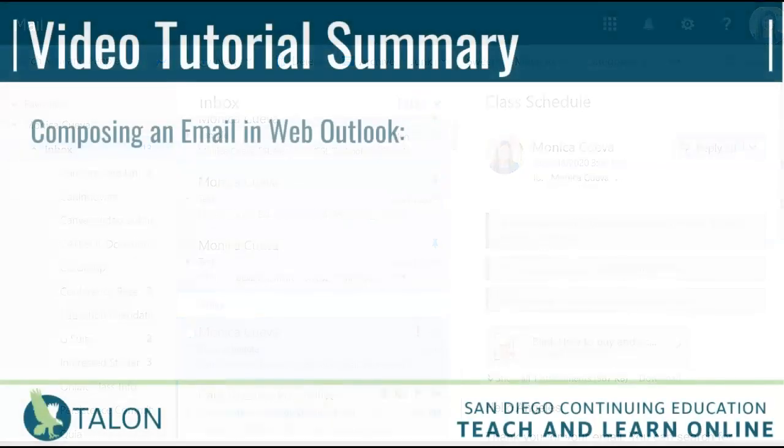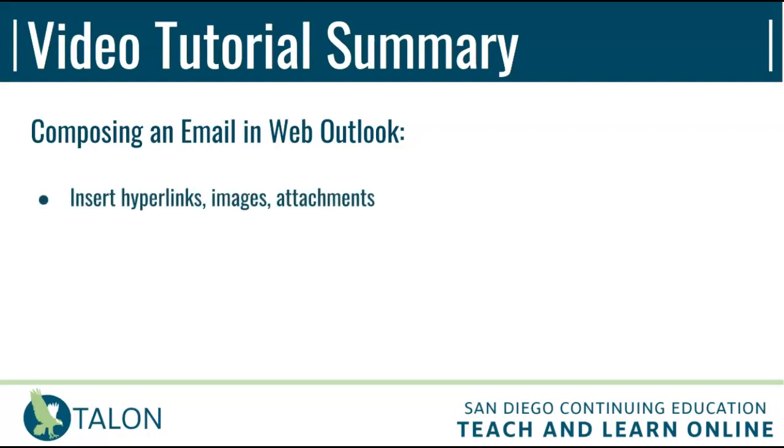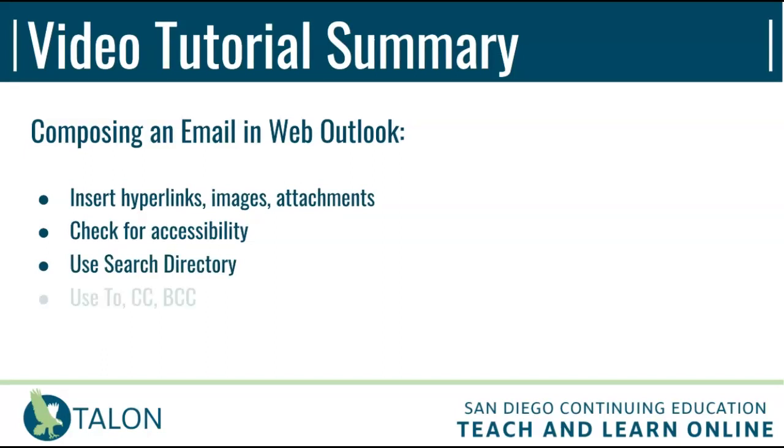Now that you have watched this video tutorial about composing an email in Web Outlook, you know how to insert hyperlinks, images, and attachments to your emails. You also know how to check for accessibility in an email, how to use the search directory, and how to use 2, CC and BCC. Additional resources related to this topic can be found below this video in YouTube.